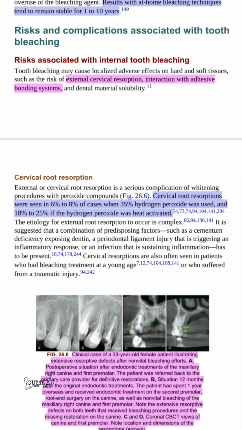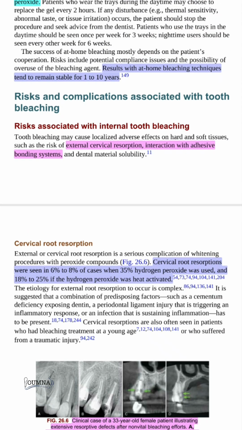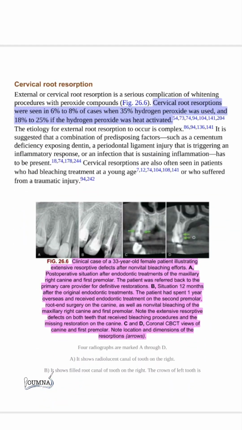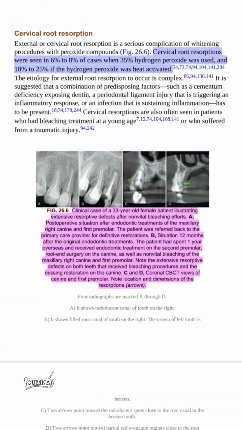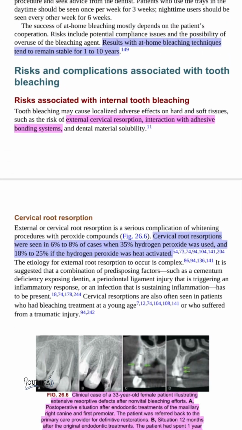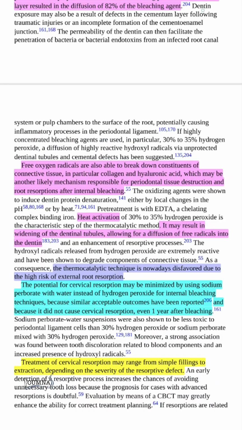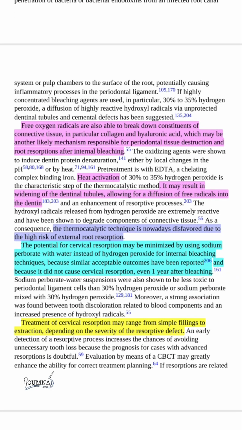Now let's discuss the cautions or the risks of the application of these bleaching agents. The most common is cervical resorption, and its mechanism is that the free oxygen radicals break down the constituents of the connective tissue, especially the collagen and the hyaluronic acid, which cause periodontal tissue destruction and root resorption.